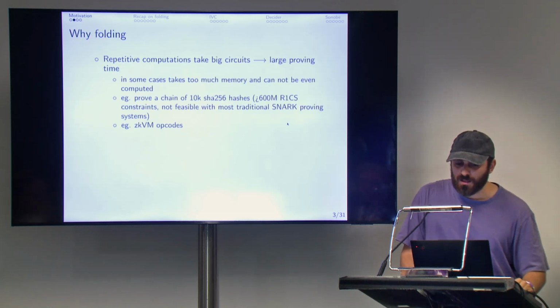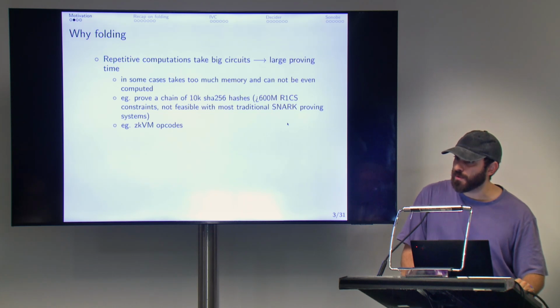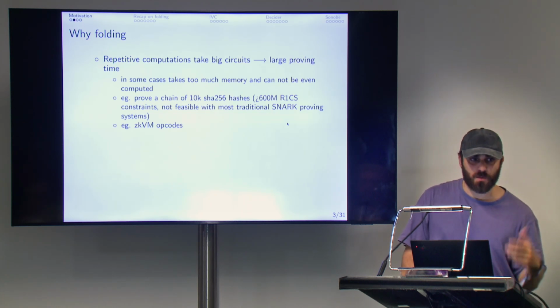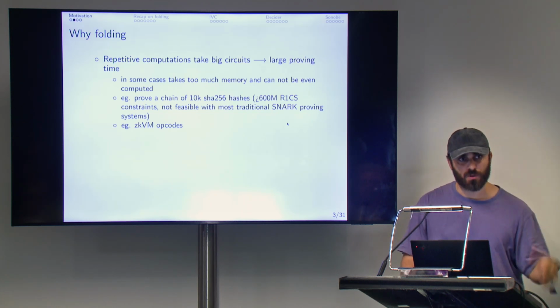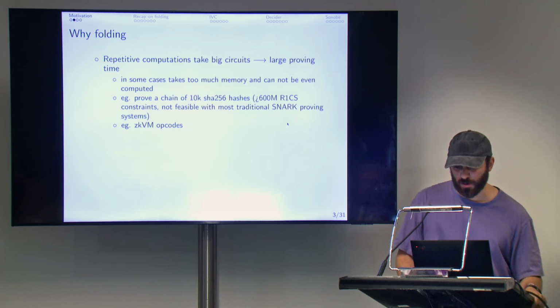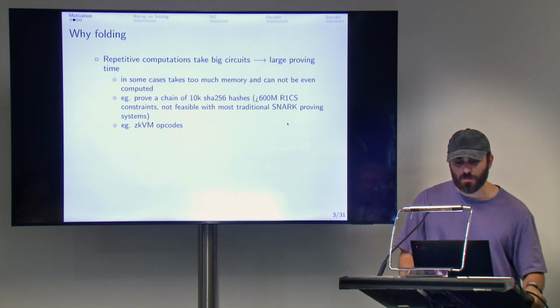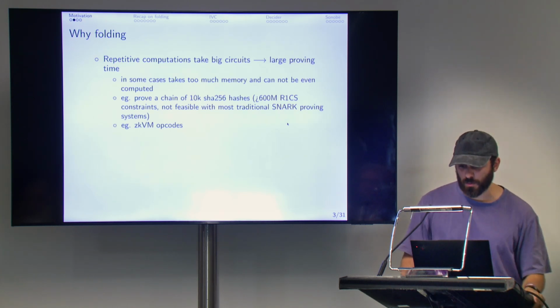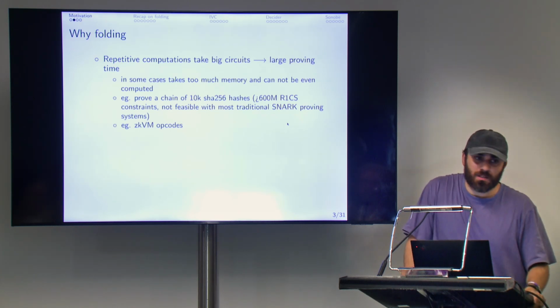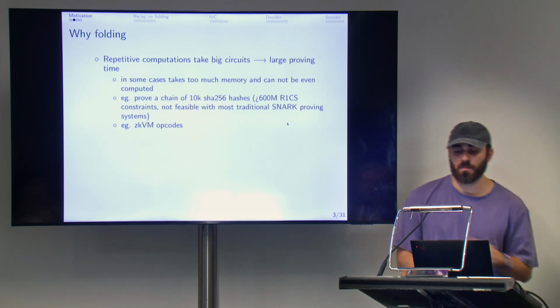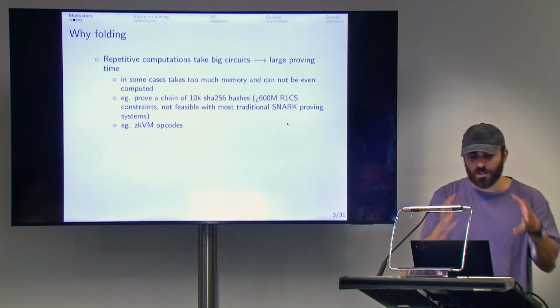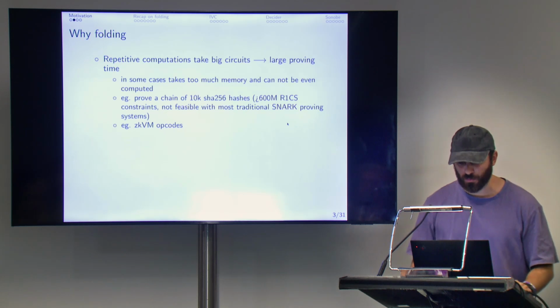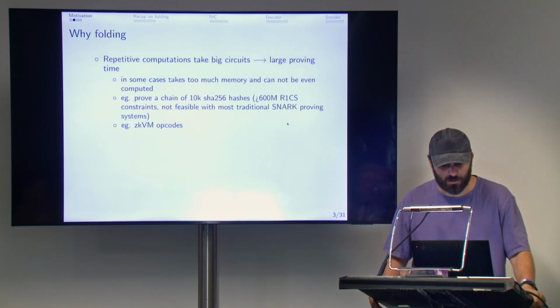Then why folding? The idea is that when you have some kind of shape in your computation that you want to prove in those SNARK programs that requires some repetitive computations, these end up taking big circuits, which translates into large proving time. And in some cases, also, it takes too much memory and cannot even be computed. Or if you have some limitation in terms of the device that you are using to prove this stuff, it might take too much memory.